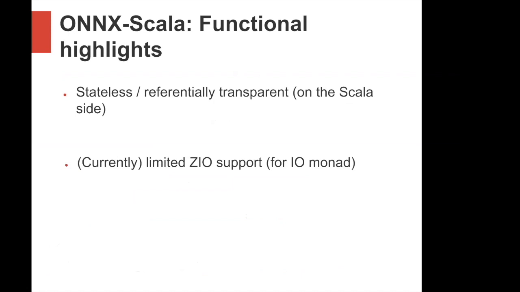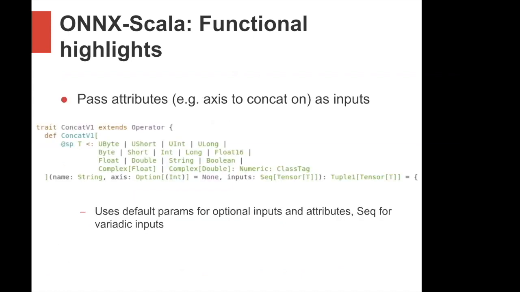Getting close to the end here. I've got under 10 minutes left. Functional highlights. The whole thing is stateless, referentially transparent, essentially, on the Scala side at least. There are mutable things happening under the hood in the native backend. But from our perspective of using this, and if those things are compliant with the ONNX spec, then they should be side effect free and stateless. And currently there's limited support. As I mentioned earlier, you can wrap this in an IO, with ZIO IO, or the entire API is wrapped in it, but it's limited support for that currently.